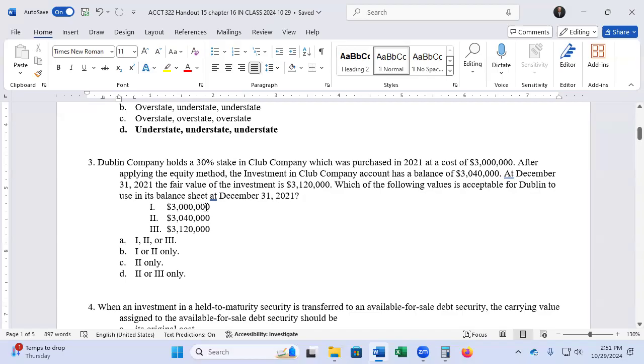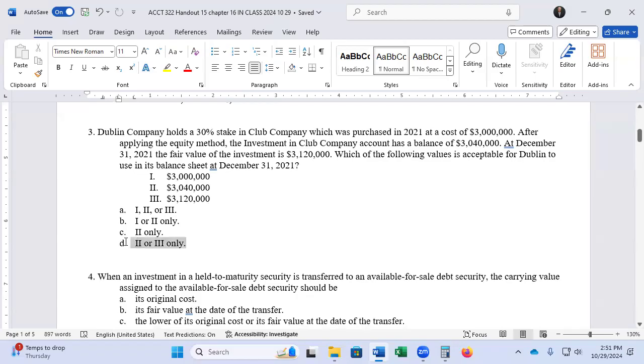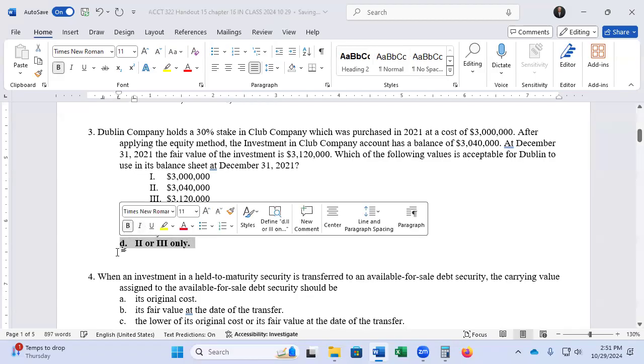So we have one, 3 million. So we're either going to be valuing it at fair value or equity method, so it's not going to be that. The 3,040,000 would be okay, right? Because that's under the equity method. And then the 3,120,000 would be okay because that's under the fair value method. So the answer for number 3 is also D.